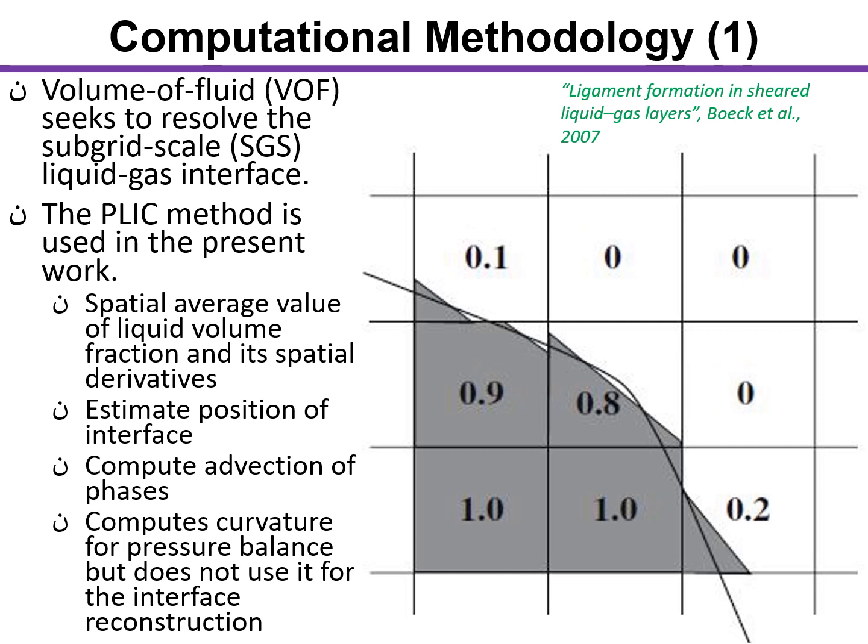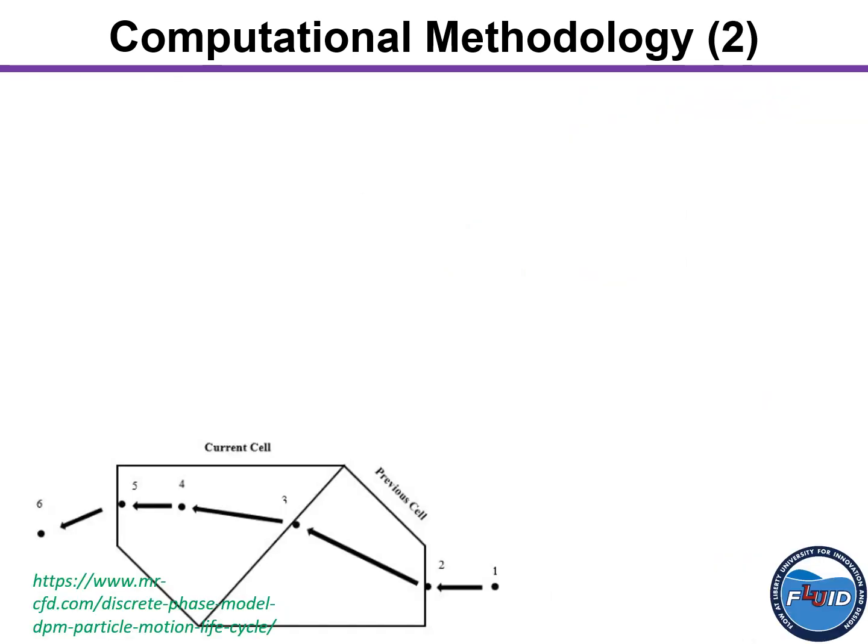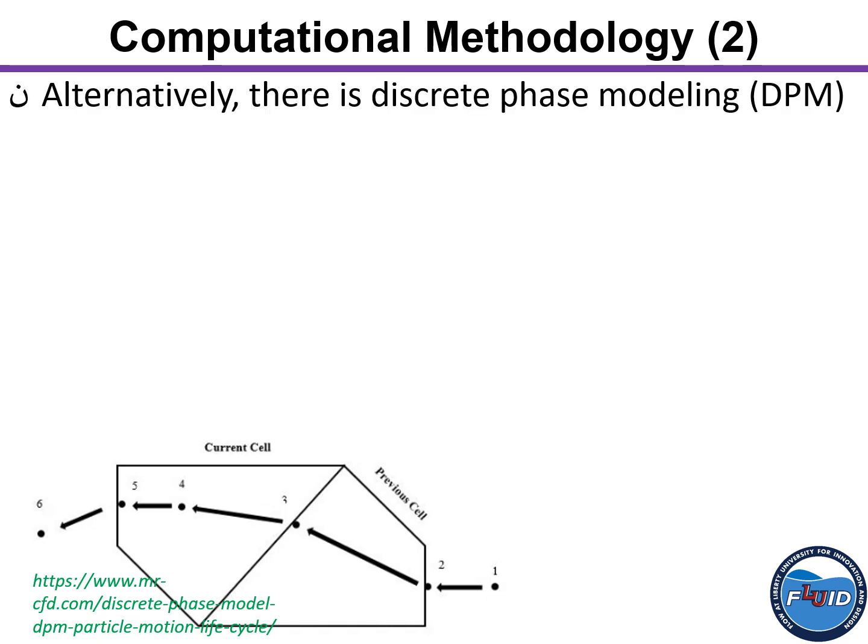Now, we do use curvature in VOF, but the curvature is not used to reconstruct the interface because there is no curvature in the interface. But it is used for the pressure balance, the normal Laplace pressure for curved interfaces, so that we can take into account that correctly. Now, the obvious alternative to VOF is DPM, discrete phase modeling.